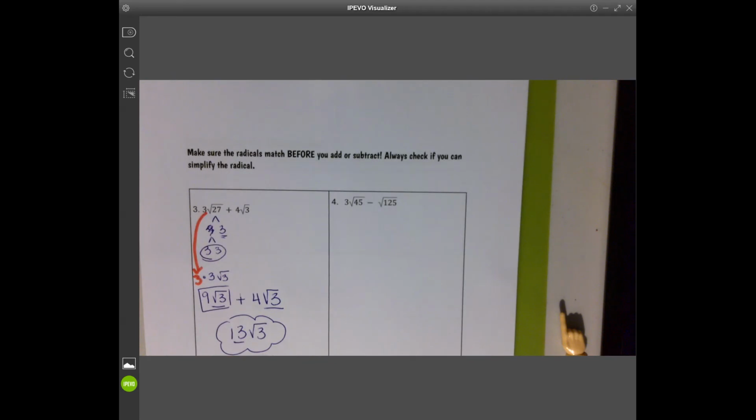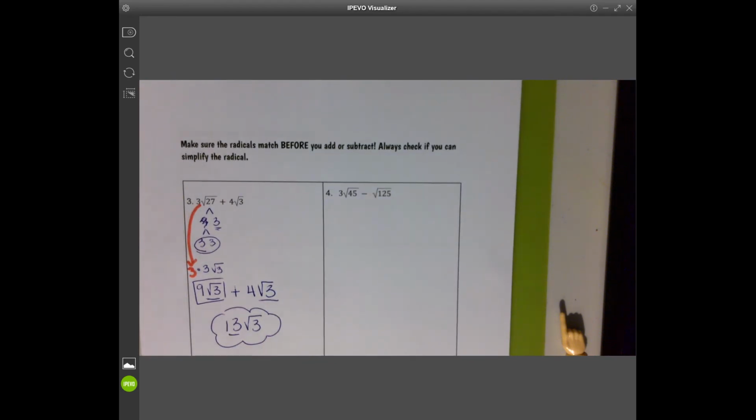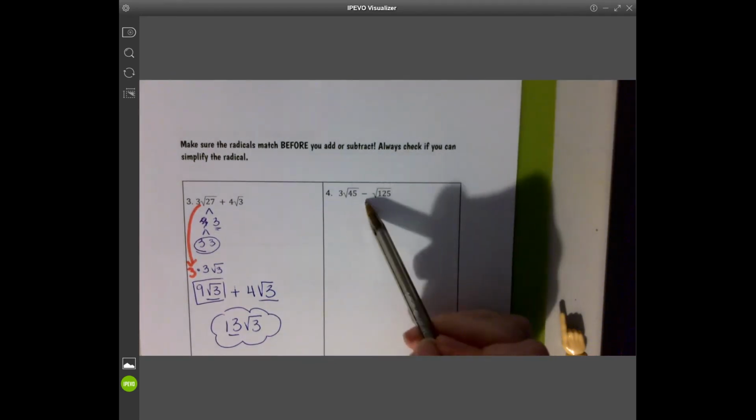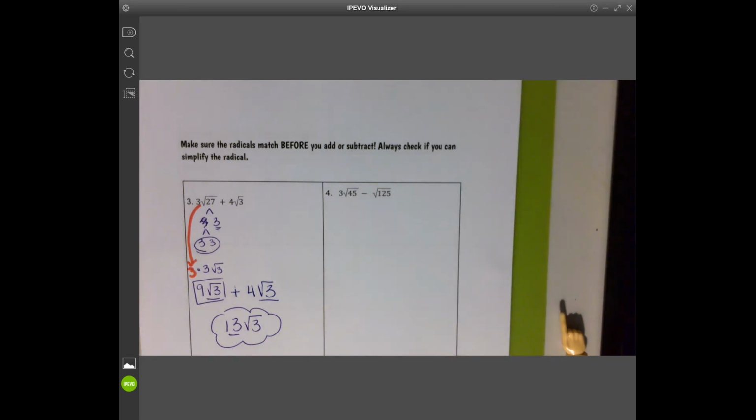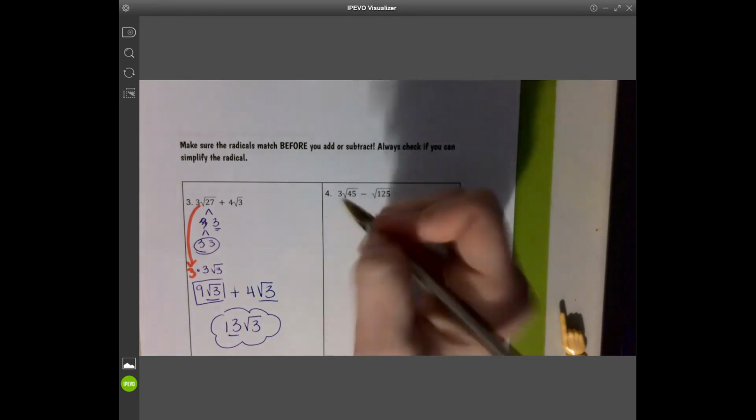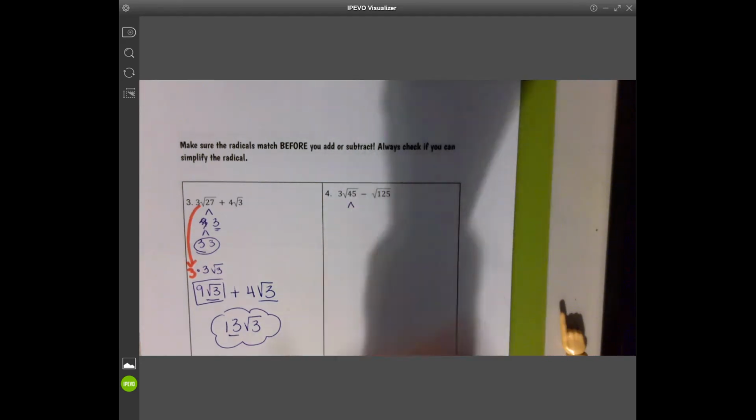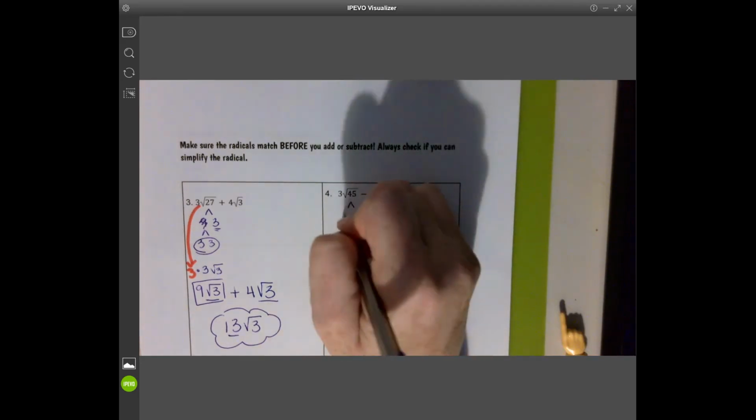All right, so now let's look at number 4. Number 4, we have 3 square root of 45 minus square root of 125. Both of these radicals need to be simplified, or checked if they can be simplified. We do them individually and then subtract if we can. So we're going to start with the 45. So I have 9 and 5.